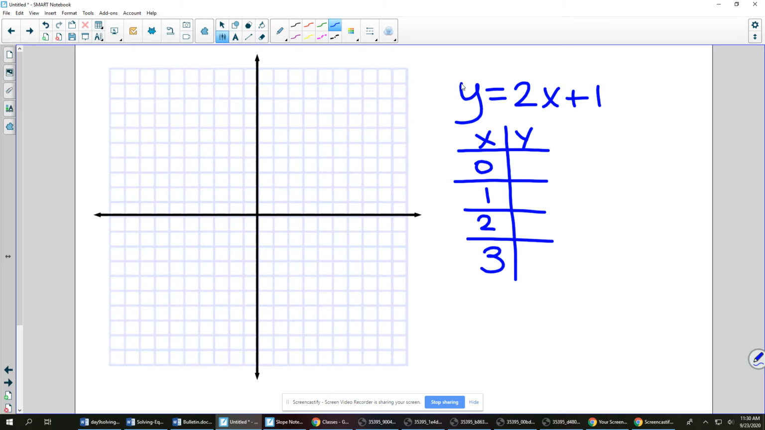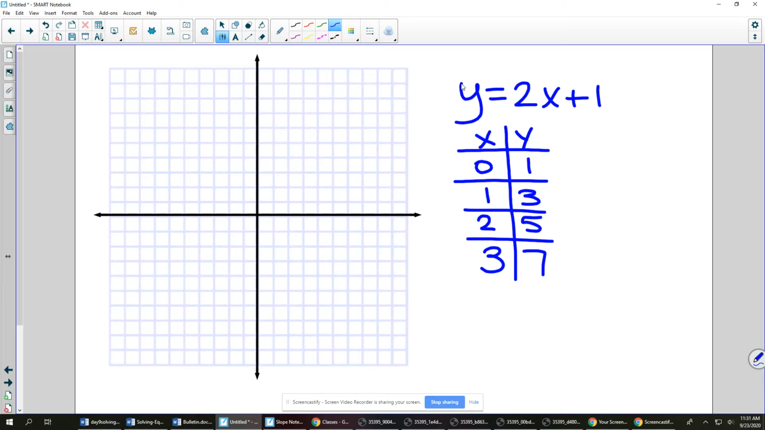So if I plug a 0 in here for x, I'm going to have 2 times 0 plus 1, which is 1. This one would be 3. This one would be 5 and 7. Then you are going through and you're having to graph it. Then I'm asking you to find the slope. So all these different things that I'm asking you to do. And you're probably wondering, there has got to be a simpler way, a way that's maybe not as time consuming.